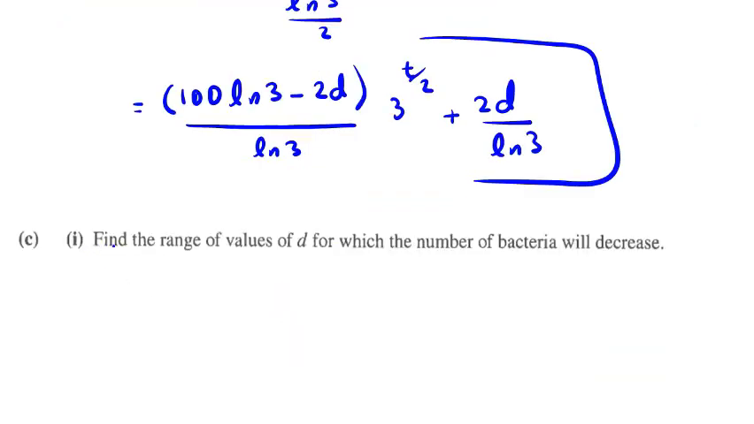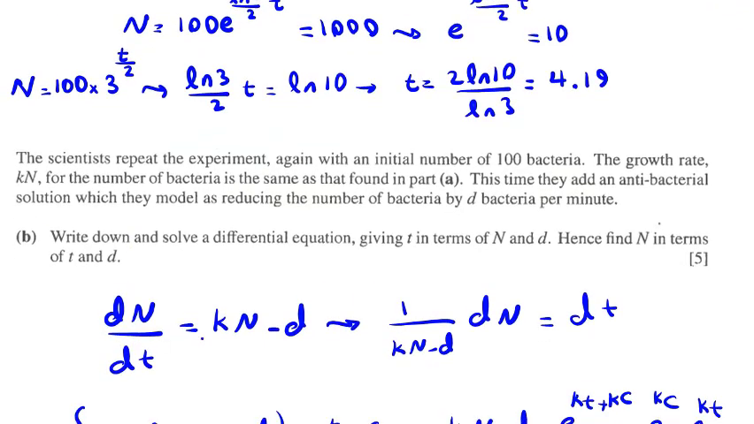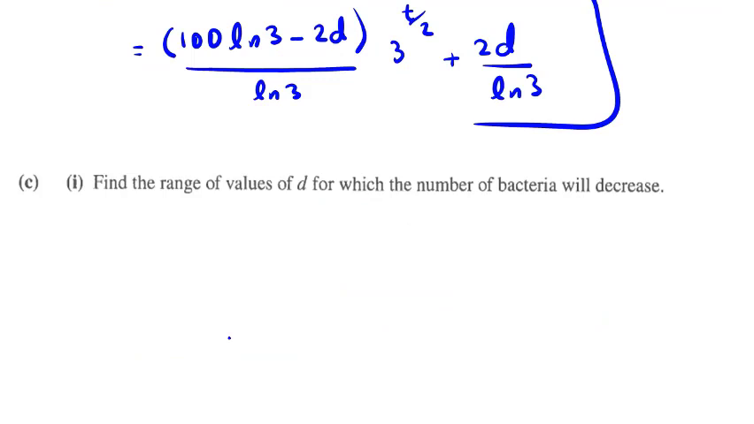Part C, first part of that: find the range of values of d for which the number of bacteria will decrease. So here, if we consider dn by dt is kn minus d, because we want to decrease, kn minus d is negative. In the previous part, we considered kn minus d is positive. So if it's this, you should only change the sign inside the ln. Kn is less than d.